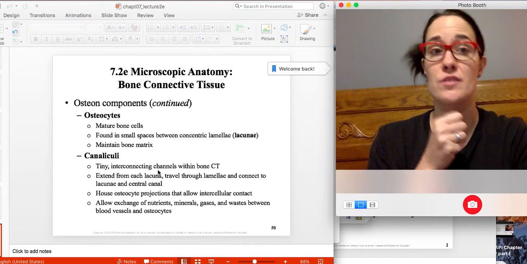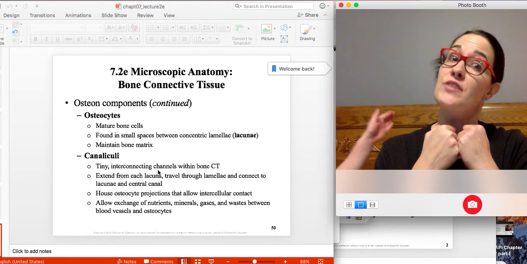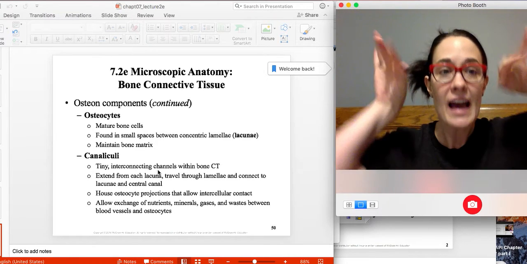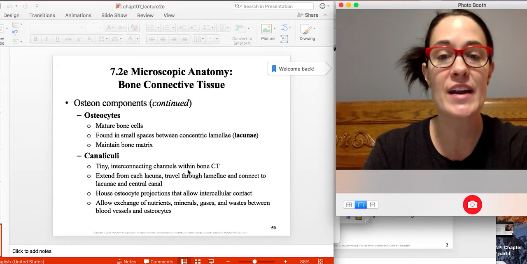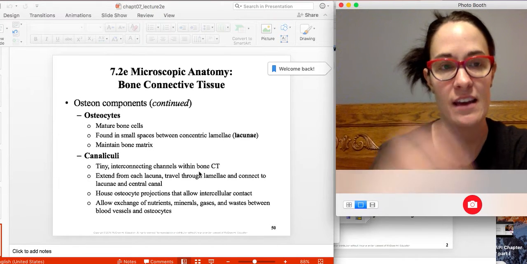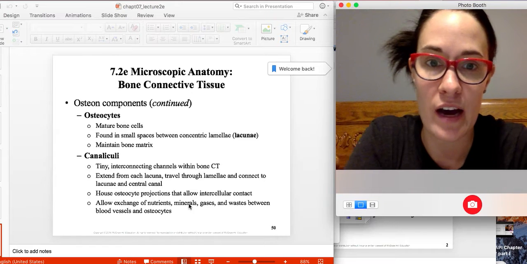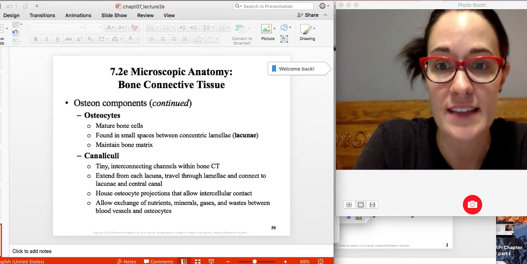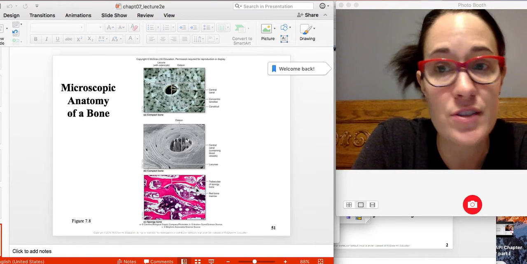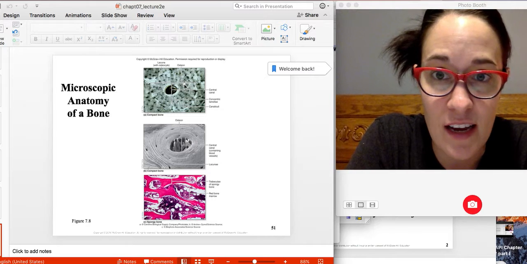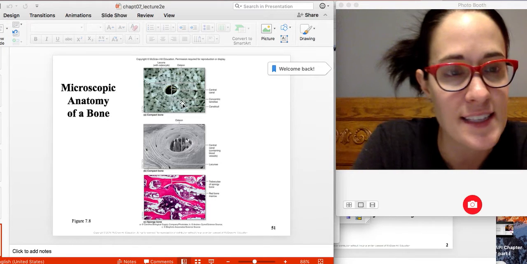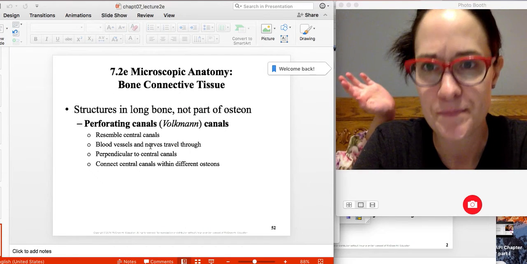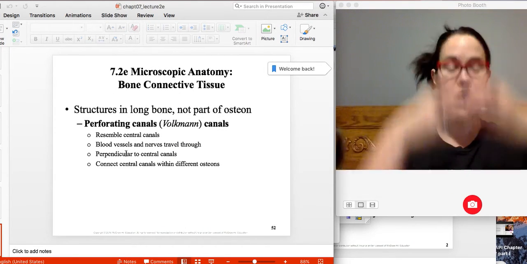So since the bone cells, the osteocytes, are stuck there, and they need to communicate with other bone cells, how do they do that? They have these little extensions, interconnecting channels called the canaliculi that connect the lacuna where the osteocytes sit, and then allows exchange of nutrients, minerals, gases, and waste between them. And here are some different images of the osteons, the central canal. These little black dots here, those are the osteocytes that are in their lacuna, or their little homes. Okay, so that's the osteons.